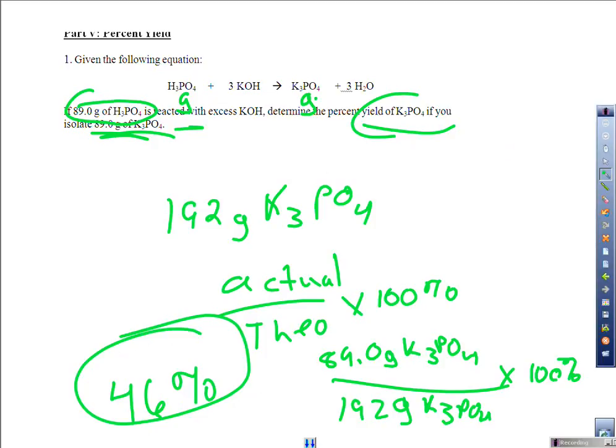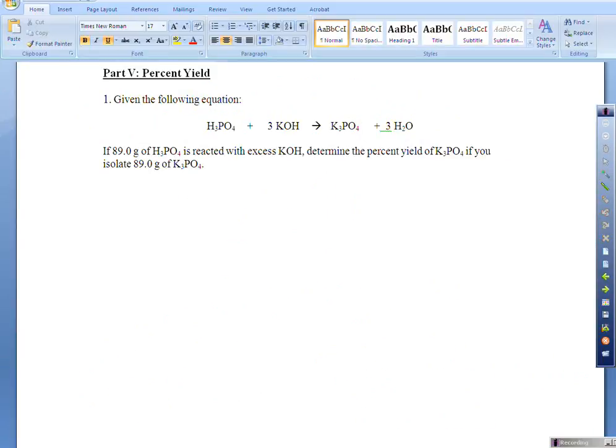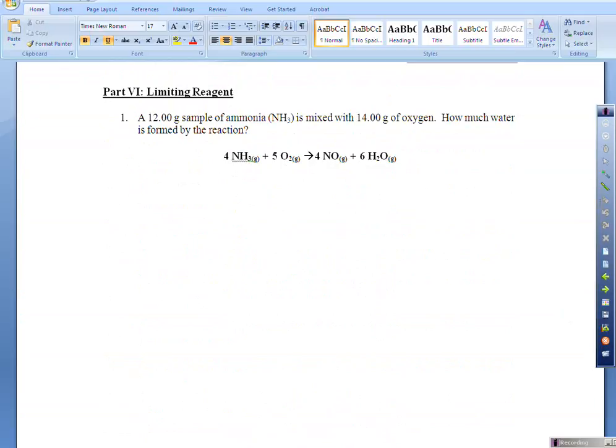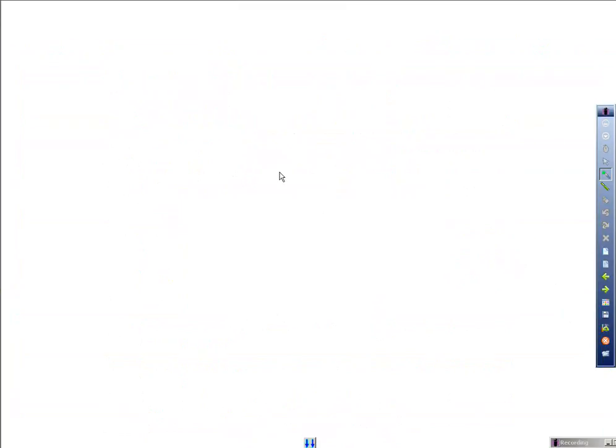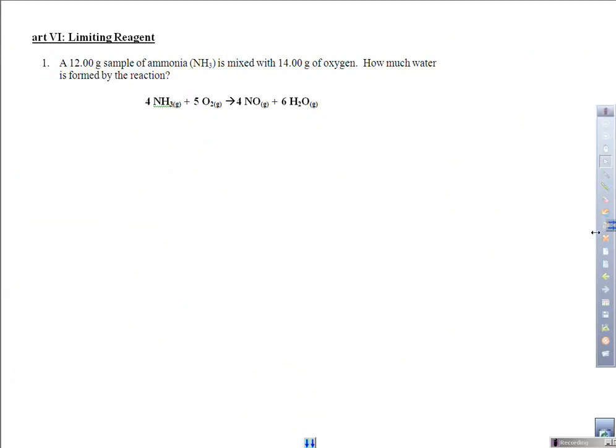All right, last but not least, that brings up the rear of limiting reagent. Okay, with these problems, again, it's going to be a gram-to-gram problem.